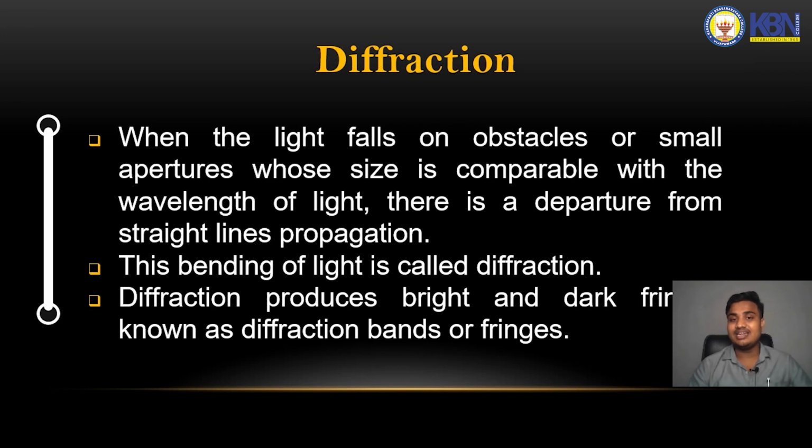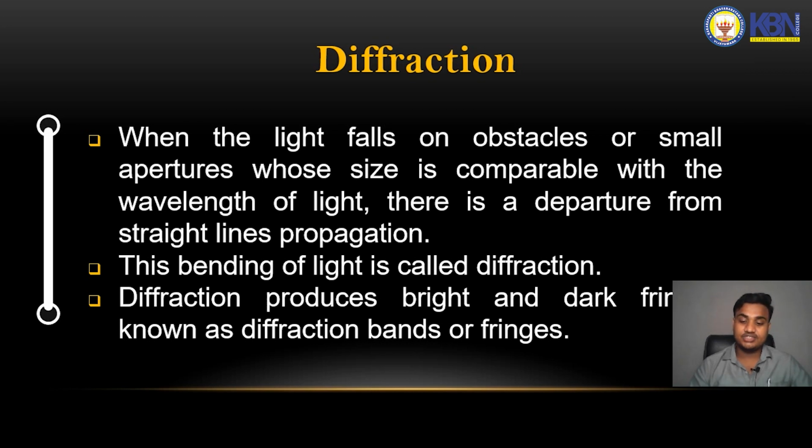As you have seen in the last class, interference produces interference bands or interference fringes. In a similar way, diffraction will produce diffraction bands or diffraction fringes. In simple words, diffraction means bending of a light ray when it passes through an obstacle, deviating from its rectilinear propagation. That is called diffraction.